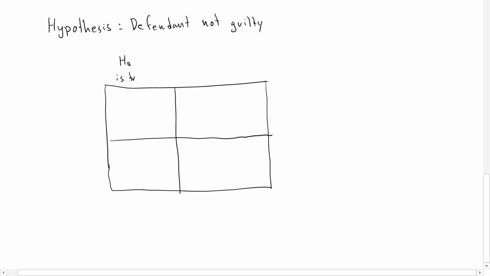The first column is H0 is true. The defendant is innocent. The lady has no ability, and so on. H0 is false. The defendant is guilty. When we are faced with the hypothesis, we have to make a decision, and we can make one of two decisions. We can reject the null, or we can not reject the null.